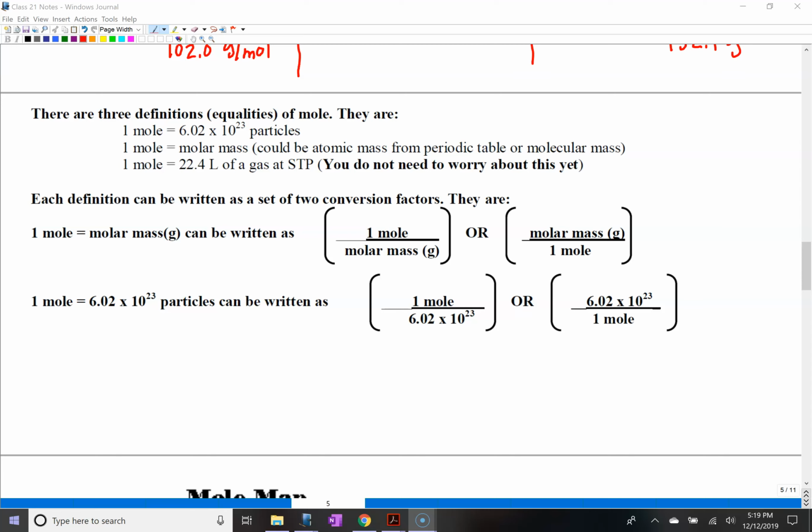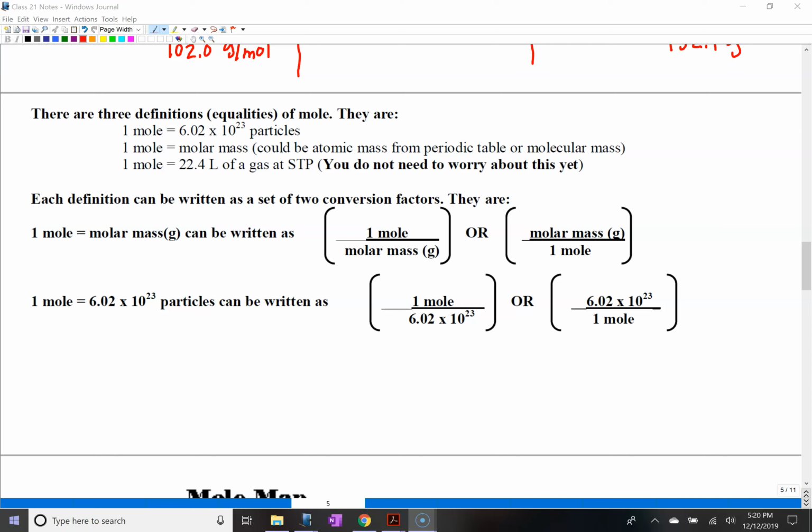We also talked about the fact that 1 mole has a mass that's equal to the molar mass, which is the sum of all of the masses of the elements involved in a compound from the periodic table.